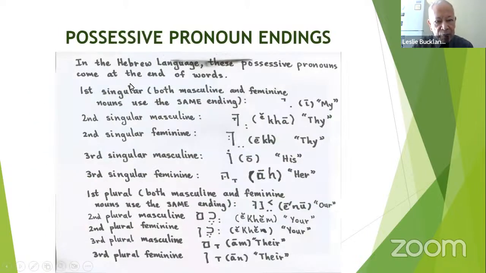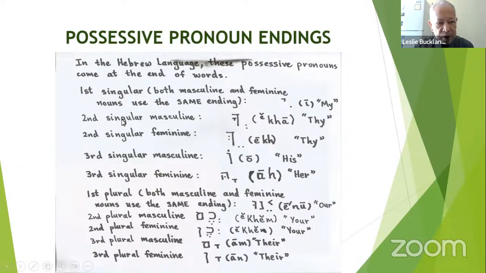So here are the different endings in the Hebrew for the possessive pronouns. The first person singular possessive pronoun ending may be used with either the masculine gender or the feminine gender. So it can be used with both genders in the Hebrew grammar. And here is how it looks. It's a long hirik or long I, pronounced E, and in English, it is the possessive pronoun my.